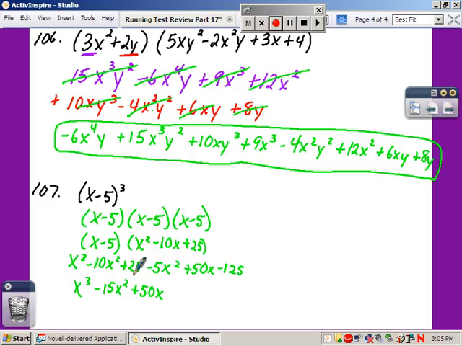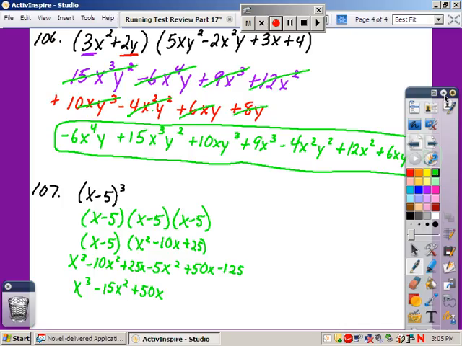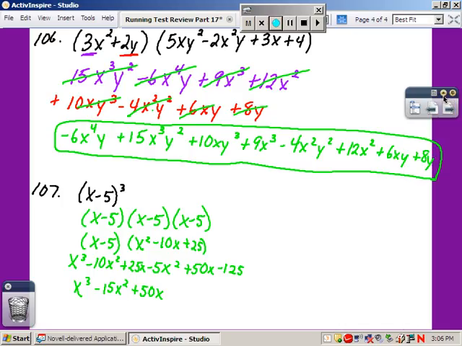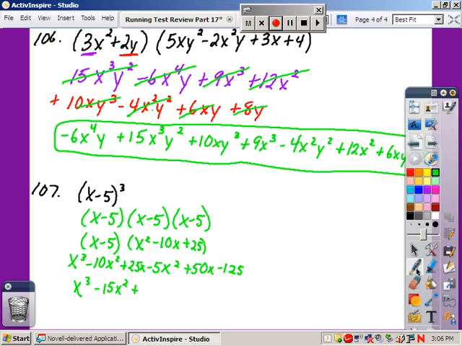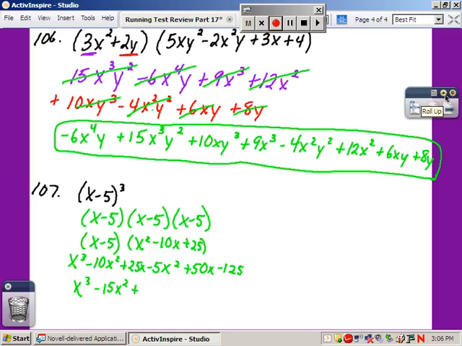Actually, looking back at this, I think I made a mistake in this step. It's a pretty easy fix, but this one was x times 25. That should be 25x, which will change the answer to this one just a little bit. I'm going to go back and erase something here. We're good up until this point. So with this positive 25x and positive 50x, we have positive 75x. And then the last number is negative 125. This is your final answer.